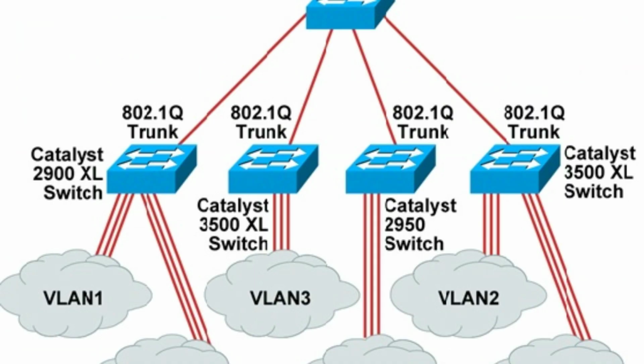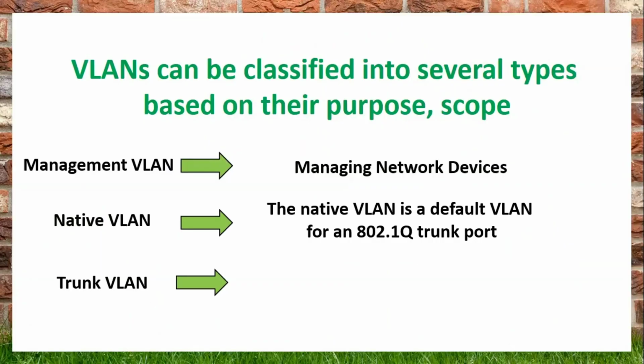For trunk VLAN, we have two types of ports on the switch. One is the switch access port, another one is the trunk port. The trunk port is generally what we configure for the trunk VLAN. The main purpose of the trunk VLAN is to carry multiple VLAN traffic.